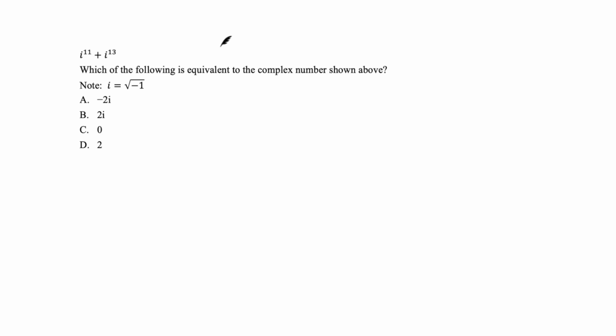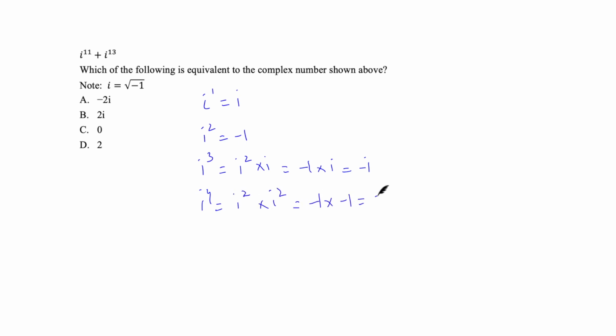Let's have a look at this question. Which of the following is equivalent to the complex numbers shown above? We've already talked about the powers of i. Let me write them down again. i raised to power 1 is i, i squared is minus 1, i cubed is basically i squared into i, which is minus 1 into i, that is minus i. i raised to power 4 is i squared into i squared, which is minus 1 into minus 1, that is 1.